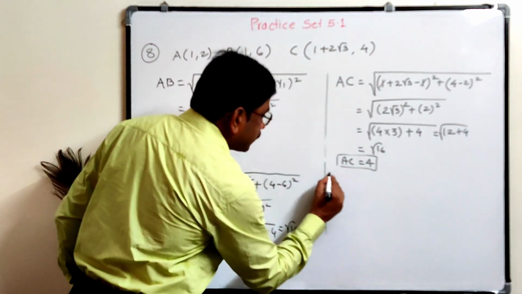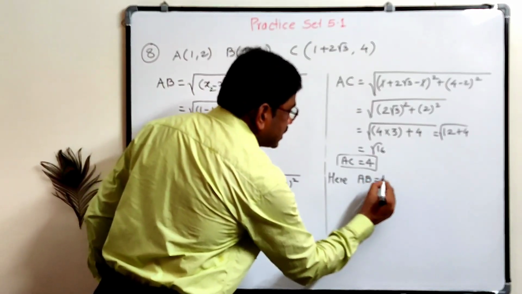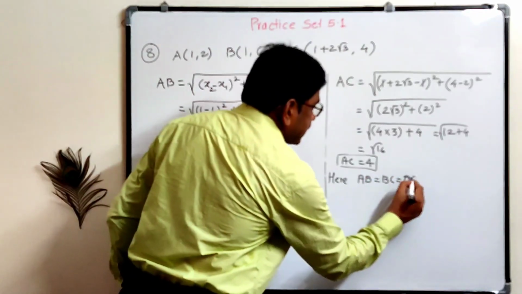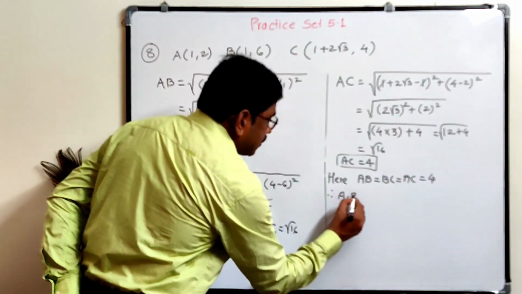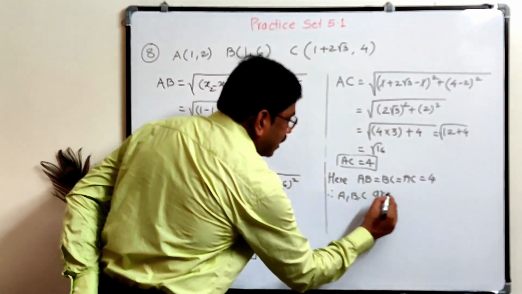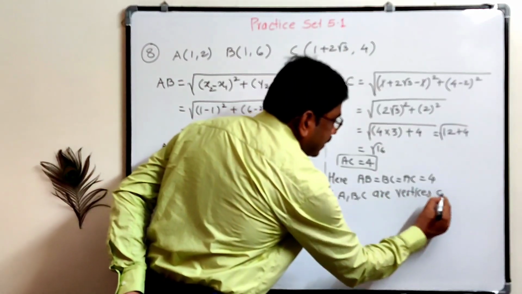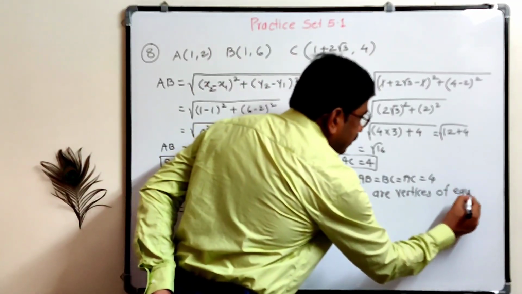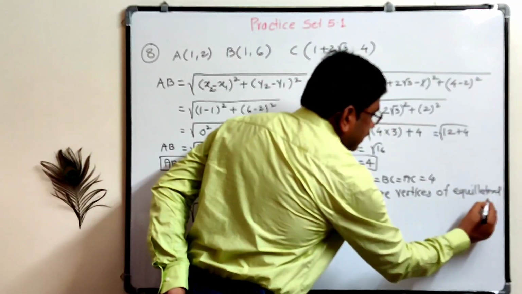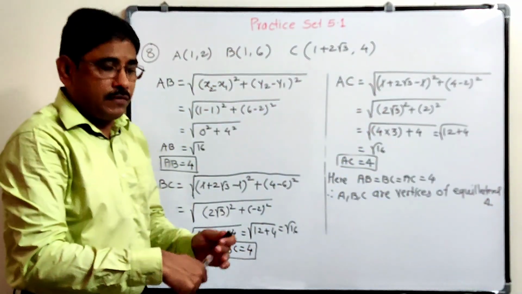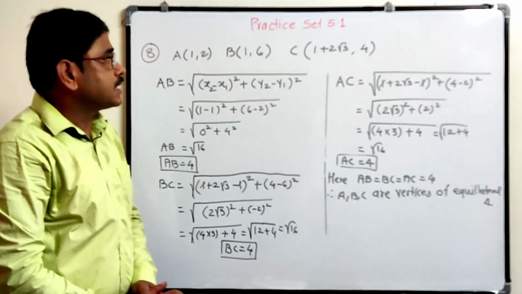So here AB equals BC equals AC is equal to 4. Therefore A, B, C are vertices of, all sides are congruent, vertices of an equilateral triangle. So in this way we can use that distance formula to solve that practice set 5.1.